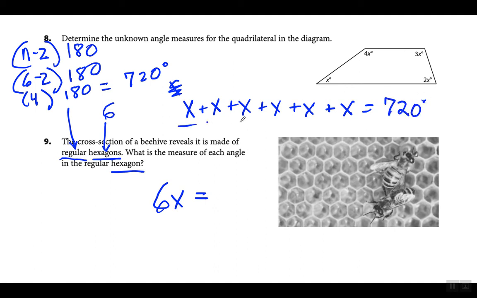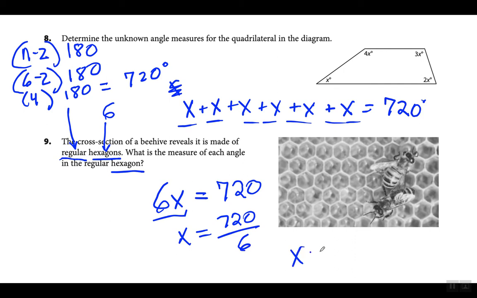When I add up all of these, I'm going to get 6x. ¿Ok? Cuando sumo los 6 ángulos de un hexágono, si todos miden igual, puedo usar la misma variable, x más x más x más x. Así que la manera más rápida es escribir 6x es igual a 720. Now, just divide 720 by 6. Alright, and you're going to get each angle is 120 degrees. Cada ángulo mide 120.